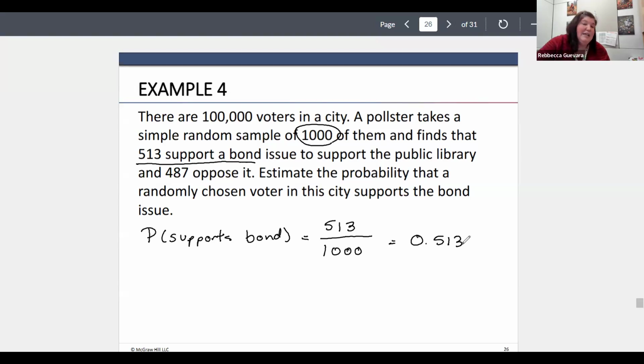So the probability that somebody would support the bond, if we randomly chose a voter, is 0.513, or we could say 51.3%. Remember, when we do probabilities, we tend to talk about them as decimals in statistics and studies. In the real world, we tend to talk about them in percent. But for the most part, you should be recording your answers as decimals more than anything else.